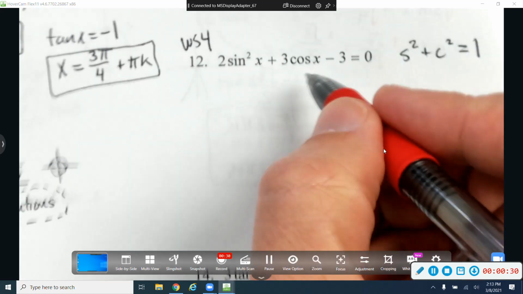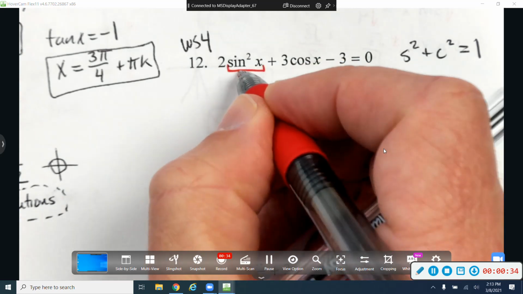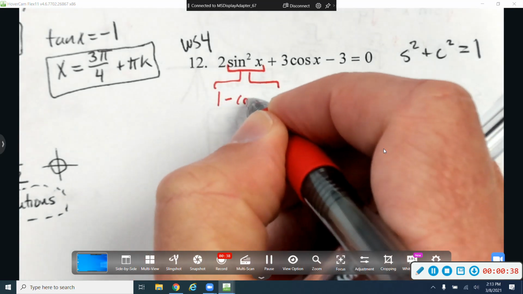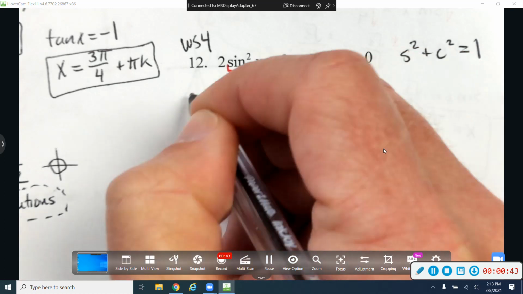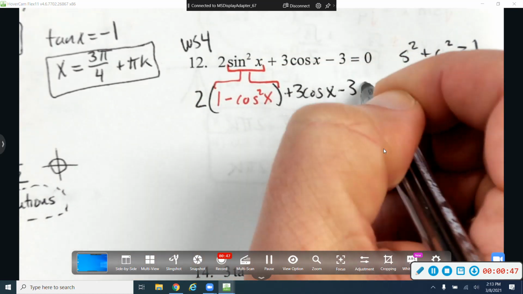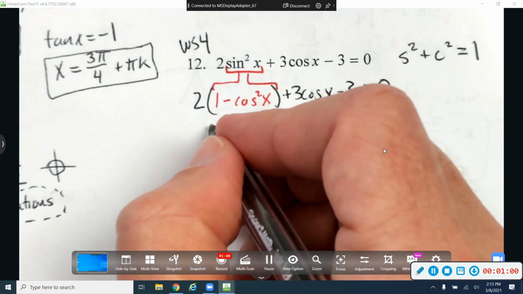Sine squared, because that's not even squared, so that's not really eligible anyway. But if I replace sine squared with 1 minus cosine squared, then all the trig functions are in terms of cosine. And I hopefully will be able to factor it. So choose wisely who you replace so that they're all the same.